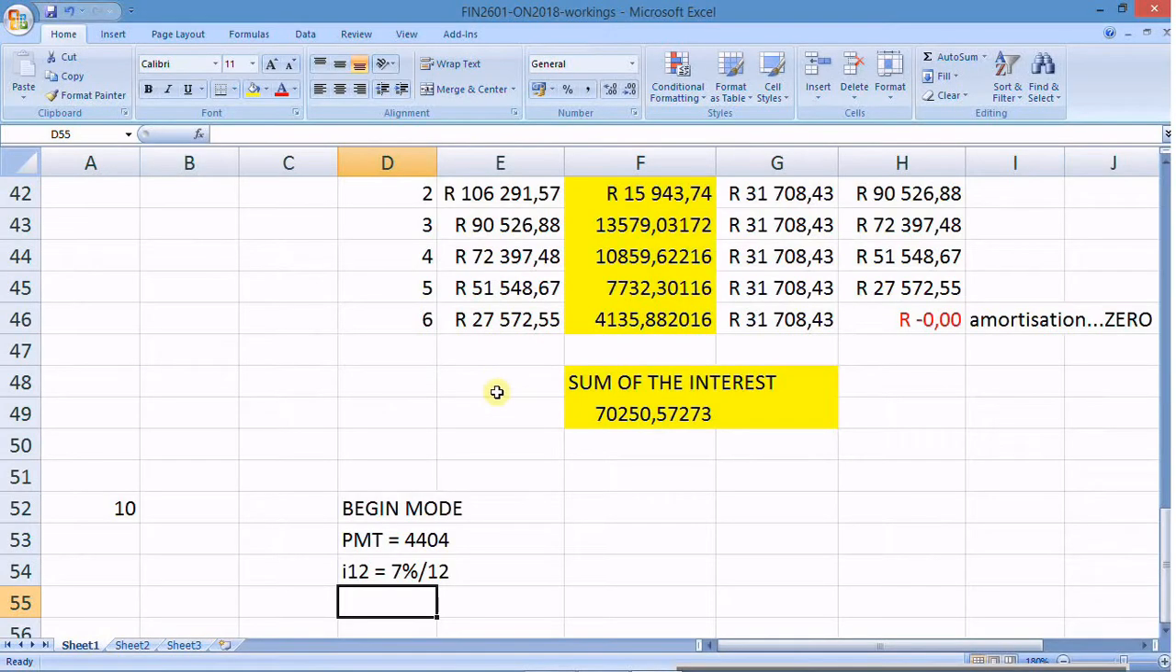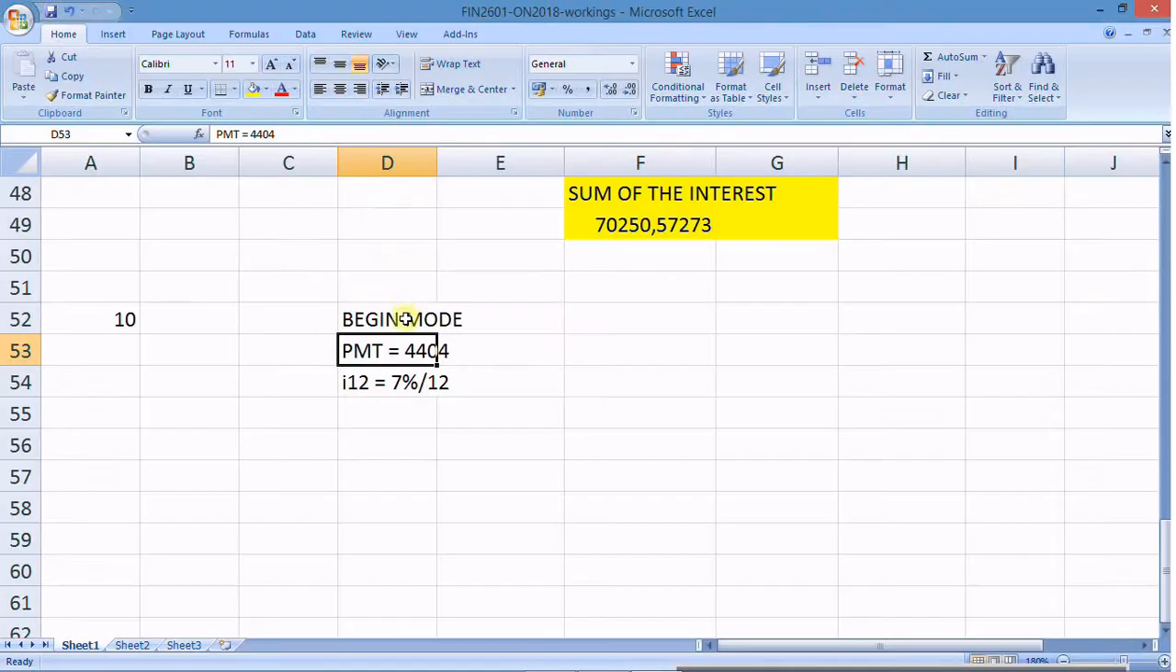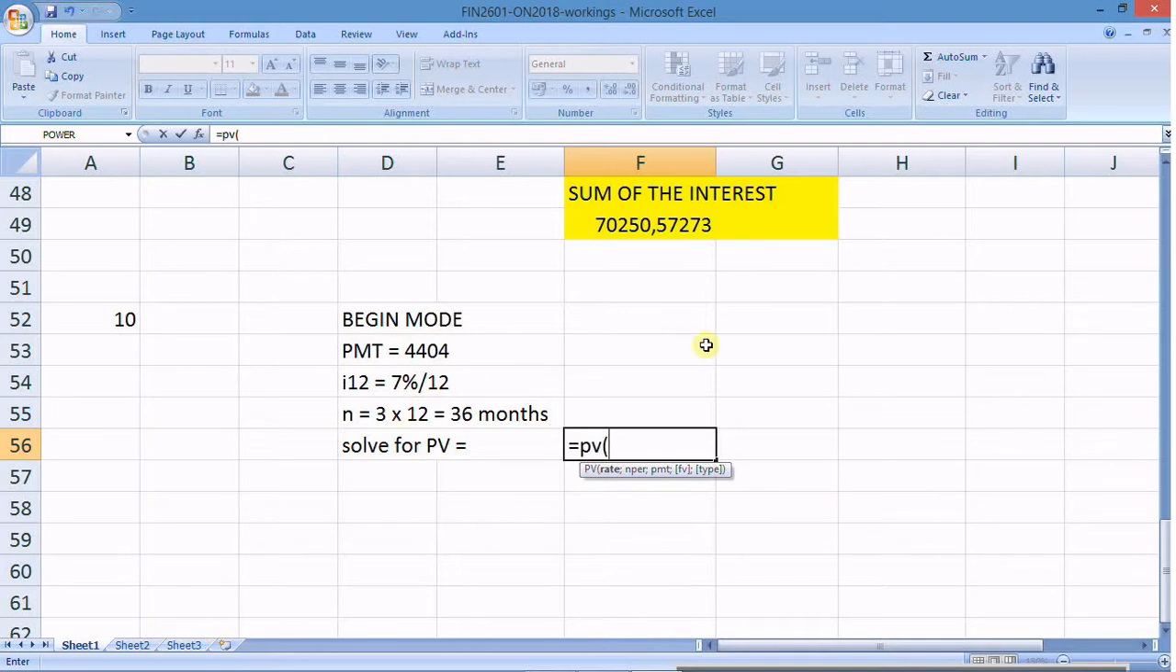Current cash value. PV. Right, so we've got the PMT. We need an N though. Nyla enters into a 3-year property lease agreement that requires payments at the beginning of every year, so 3 times 12. 3 years, yeah. So N would be 3 times 12, which is 36 months. And then the I is 7 divided by 12. Solve for PV. The PMT is 4.4. Okay, the rates. And the FV you don't have. N is 36. Payment is 44.44.